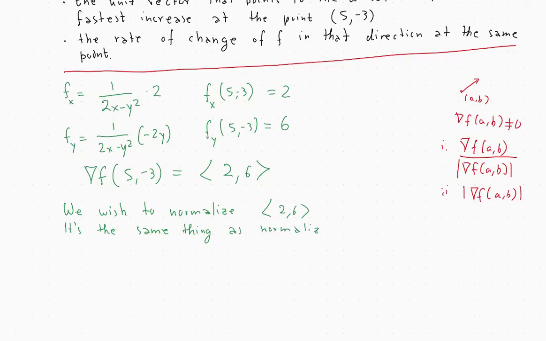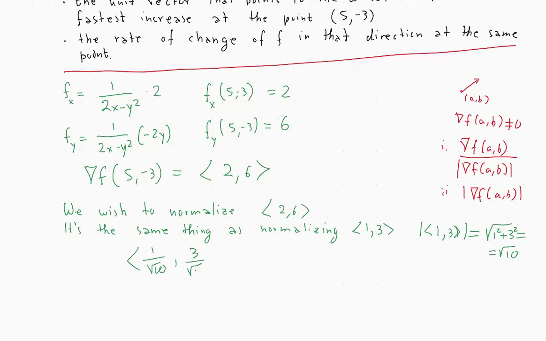So, normalizing (1, 3). The magnitude, of course, of (1, 3) is the square root of 1 squared plus 3 squared, which is the square root of 10. And so the unit vector we were looking for will be simply (1/√10, 3/√10). You would have found the same thing had you normalized (2, 6). So that's the first part.